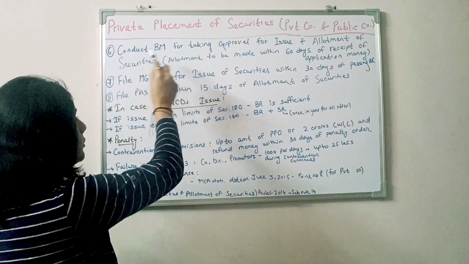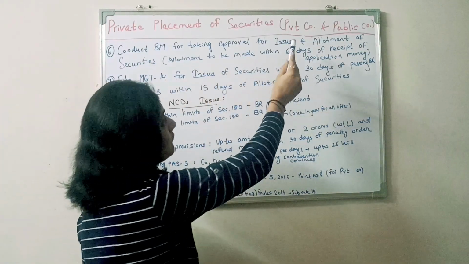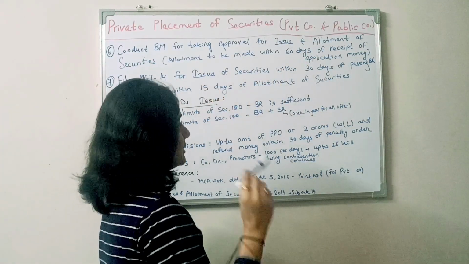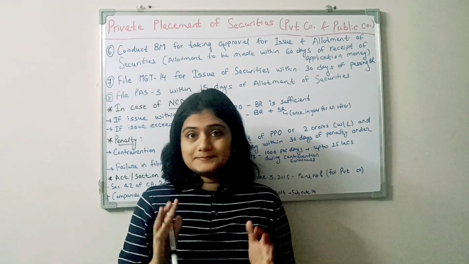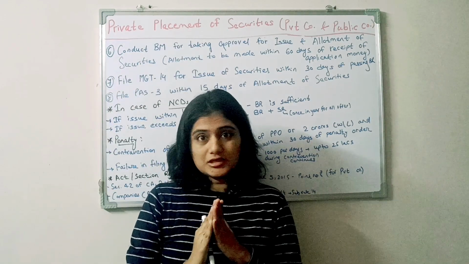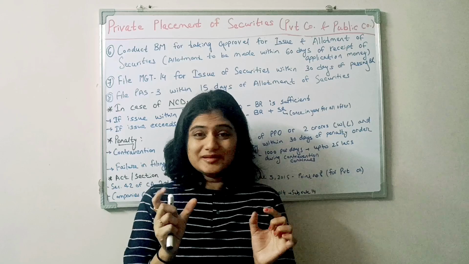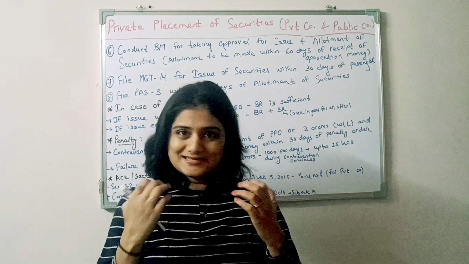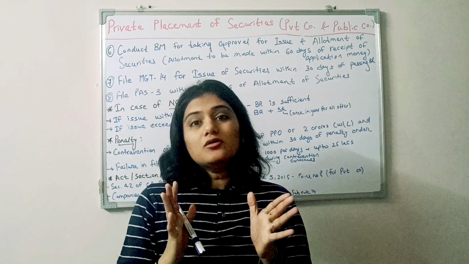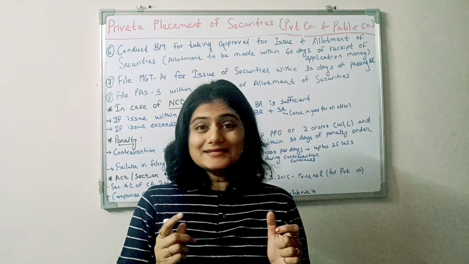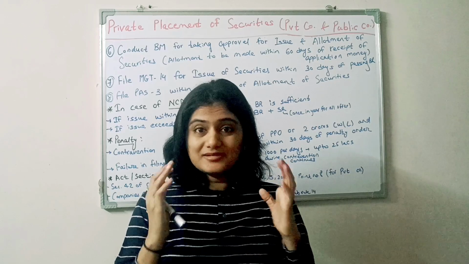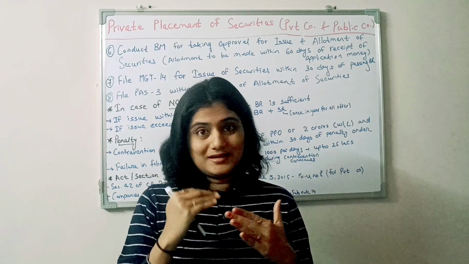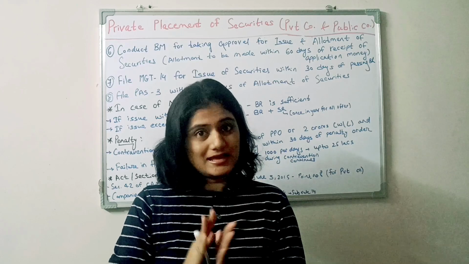Next, conduct a board meeting for taking approval for issue and allotment of securities. So there is a timeline for this allotment. Allotment should be made within a period of 60 days from the receipt of application money. Now one more thing I wanted to highlight here: application money must be received via cheque or demand draft. It cannot be paid in cash.